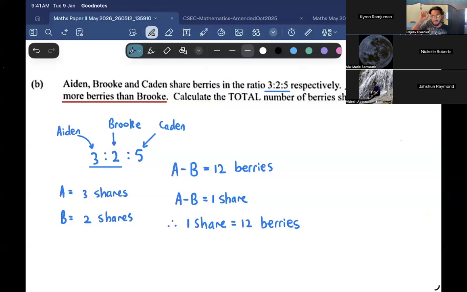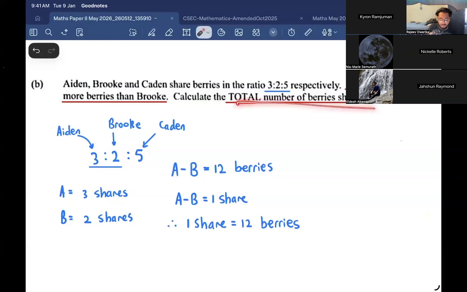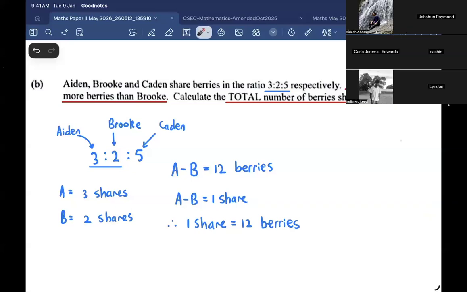So the original question asked us the total number of berries shared. So Carla and Sachin, I want to let you team up and try to figure out this question. We're real close now. We could almost taste the victory, right? How am I going to find the total number of berries? So Carla and Sachin, team up and discuss. Sachin, say the solution and Carla, you see if you agree with it.